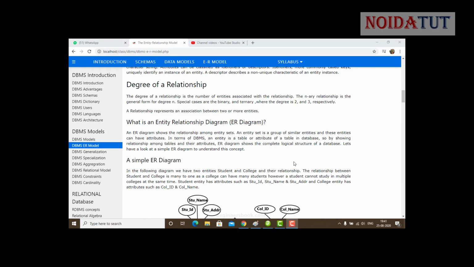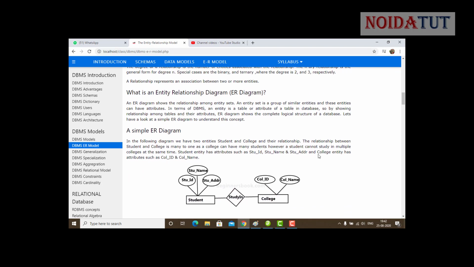The degree of a relationship is the number of entities associated with the relationship. Suppose there are more than two. If there are two entities attached with the relationship, then the degree becomes 2. The n-ary relationship is the general form for a degree n. The special cases are binary and ternary, where the degree is 2 and 3 respectively. A relationship represents an association between two or more entities.